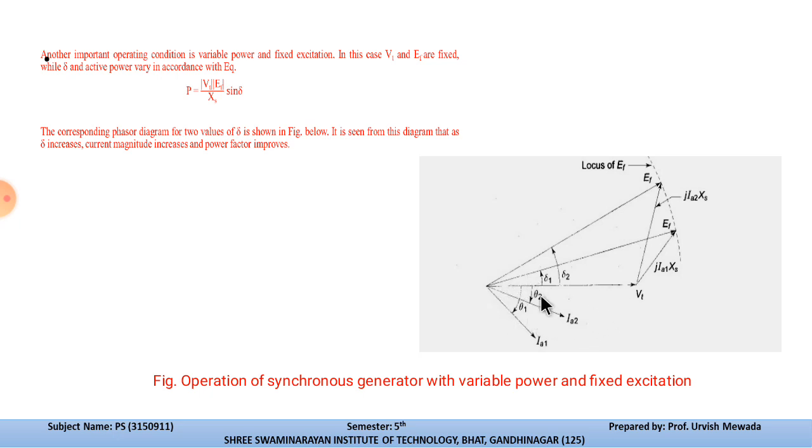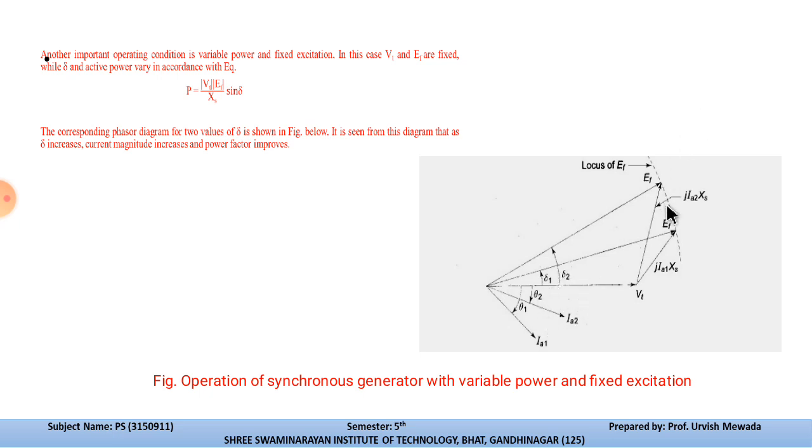So this is the first level at which we are getting the value of EF, that is delta 1. But as you increase the magnitude of delta, the angle between VT and EF, then the power factor angle theta 1 will become theta 2, and for theta 2 you can see that the angle between VT and IA2 will get reduced, and so the power factor will improve. So this is how we can improve the power factor of the synchronous machine, by changing the excitation angle.